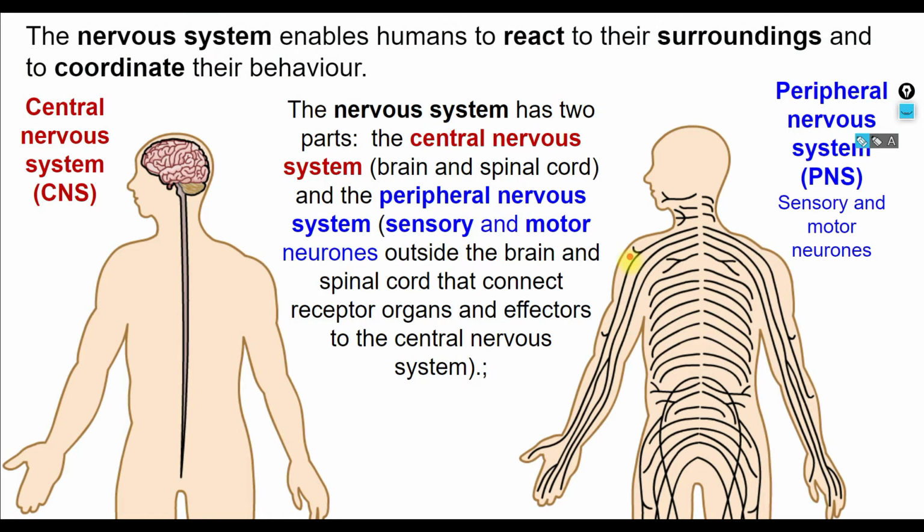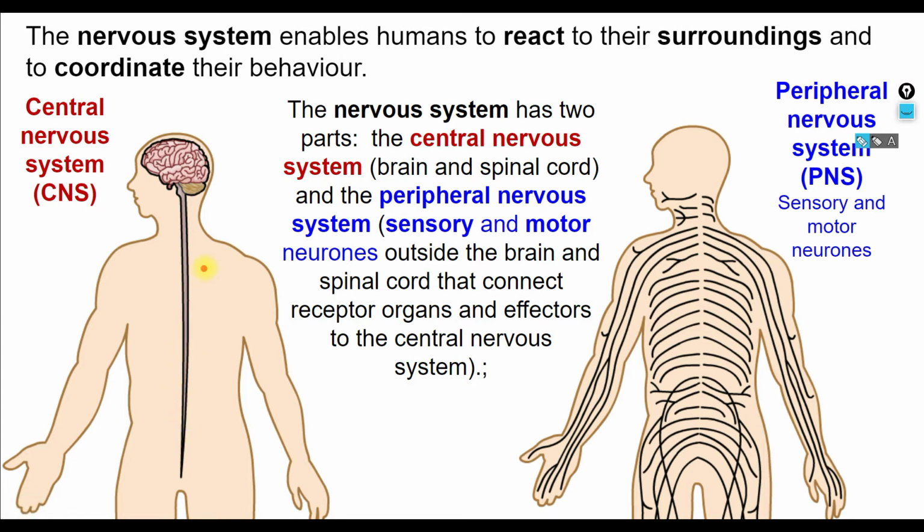Now, there's two parts of the nervous system really. We've got the central nervous system, and that is the brain and the spinal cord. The spinal cord is an extension of the brain. It's got nervous tissue all the way down in the middle of your backbone. And that's the central nervous system. All the neurons that are inside your brain or inside the spinal cord.